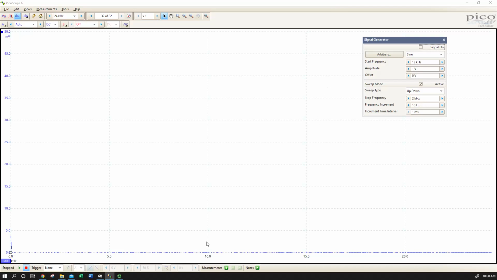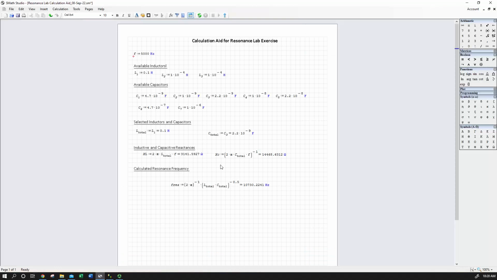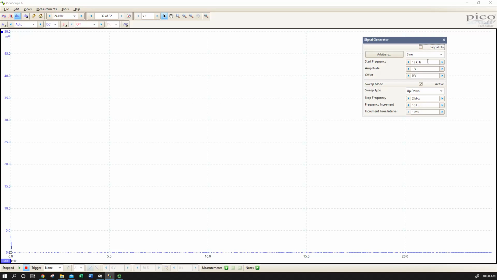So, let's see. Where was resonance? I'll go back to my calculation sheet. Okay, it was at about 11 kilohertz. So I want to start maybe 6 kilohertz below. So 6 below. So I'll start at 5 kilohertz total.